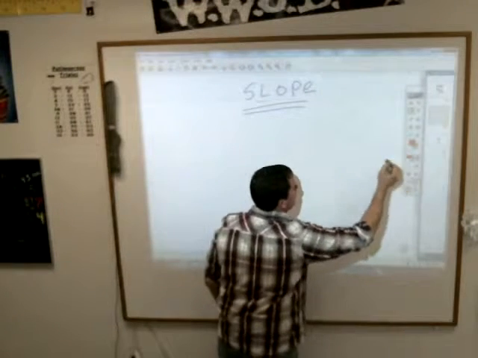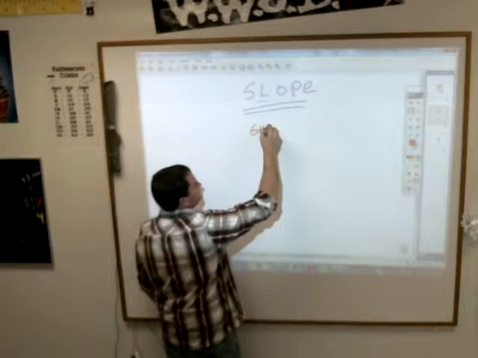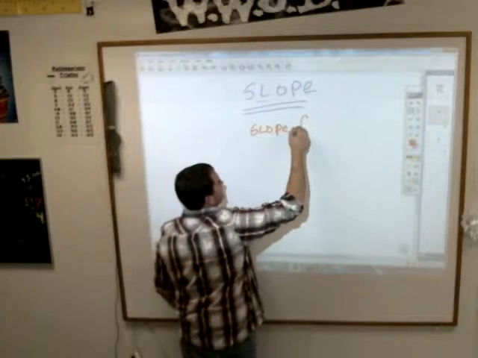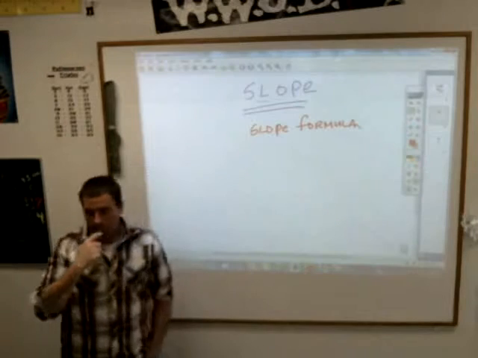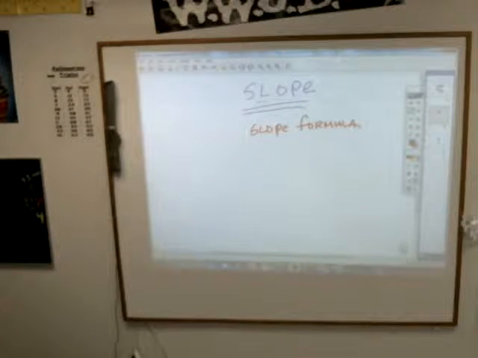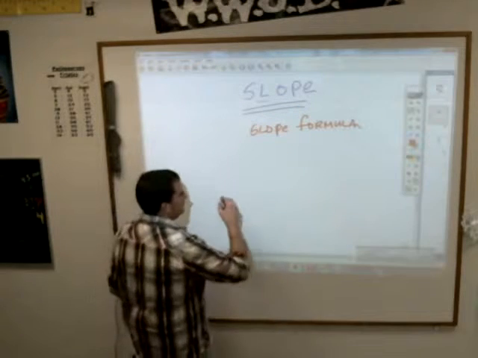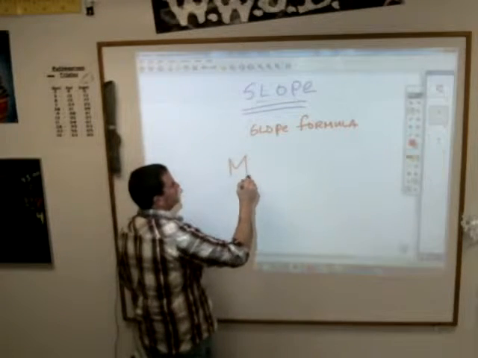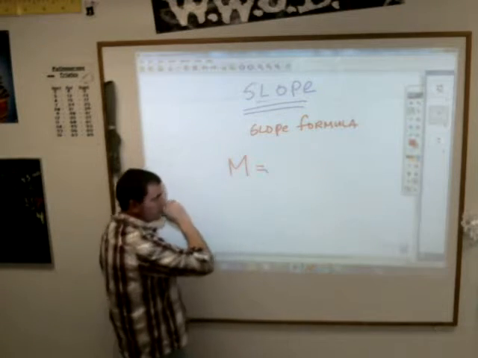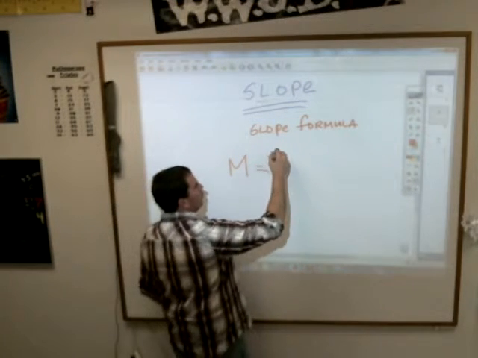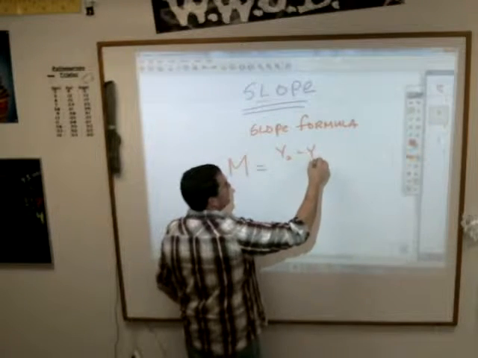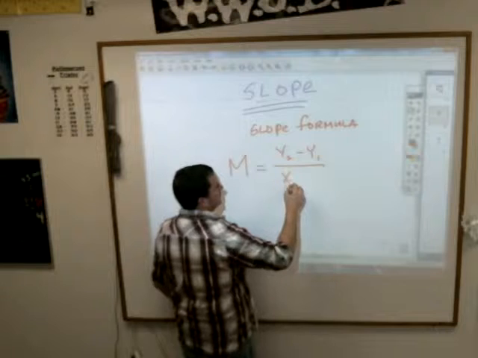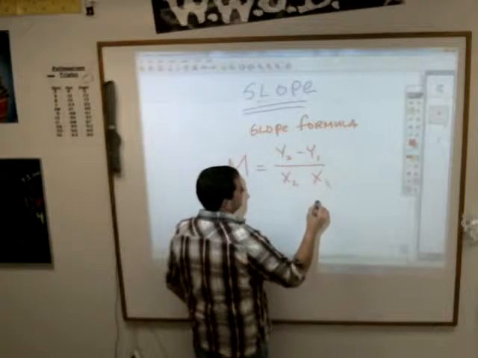Write down the slope formula. Does anybody remember what letter we always said mathematicians use for the slope? Slope is always the big letter M here. And slope equals y sub 2 minus y sub 1 over x sub 2 minus x sub 1.